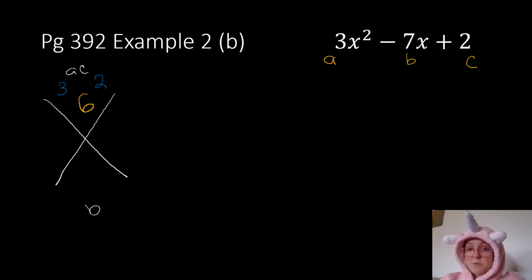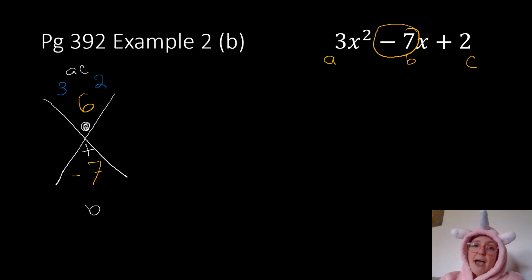The tricksy thing in this one is that this B term is actually negative 7. So we need to watch out for those signs. That B term is negative 7. So what that means now is we need something that is going to multiply to be a positive 6 and add to be negative 7. So when we're looking at things that multiply to be a positive number and add to be a negative, that means that we need to come up with 2 terms that have the same sign. If it's going to multiply to be positive, they're going to have the same sign.